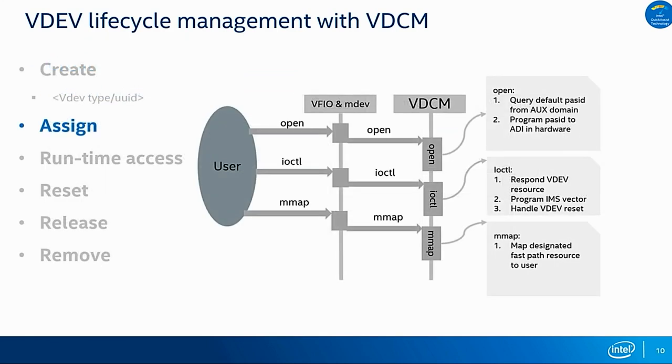After the device is created, we need to assign this device to the user space process and/or the virtual machine. Typically, we have a couple of flows: open, ioctl, and memory map. These will be routed to the VDCM as well. For the scalable capable virtual device, in the open operation, we should query the default PASID from the IOMMU auxiliary domain, and we also need to program this PASID to hardware. For the ioctl, we have a couple of operations that come with it, so to respond to this we need to perform hardware specific operations, for example, to program the interrupt vector to the IMS table and to handle the virtual device reset. And for the memory map, it's just like some typical MDEV operations. We need to map the fast path we already designed for this virtual device to the user.